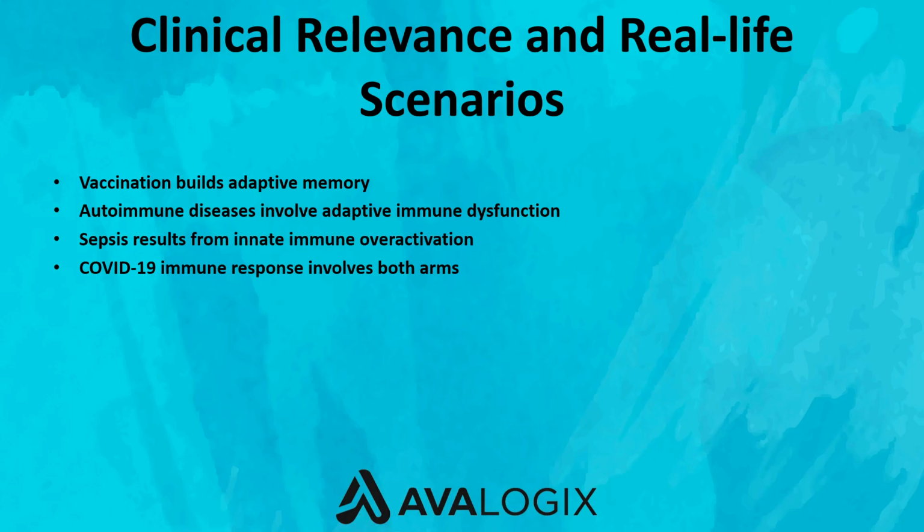So, to summarize, vaccination leverages adaptive memory and innate instruction. Autoimmunity involves adaptive misfiring and sometimes innate overactivation. Sepsis is a failure of innate regulation. COVID-19 showed us the delicate timing and cooperation required between both systems. These aren't just textbook concepts, they're lived experiences, clinical challenges, and public health strategies. Understanding the immune system empowers us to make better decisions, develop better treatments, and ultimately save lives.